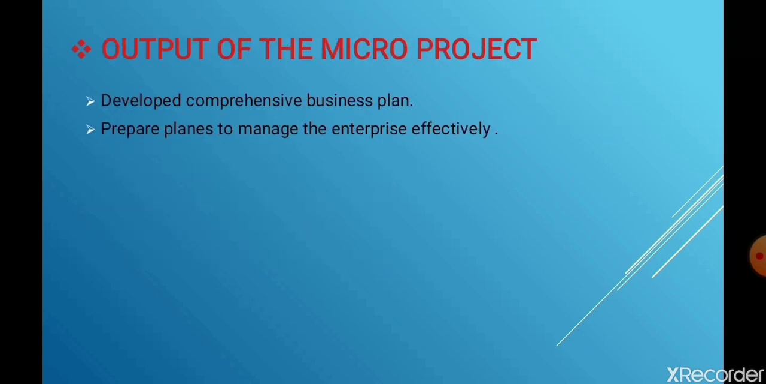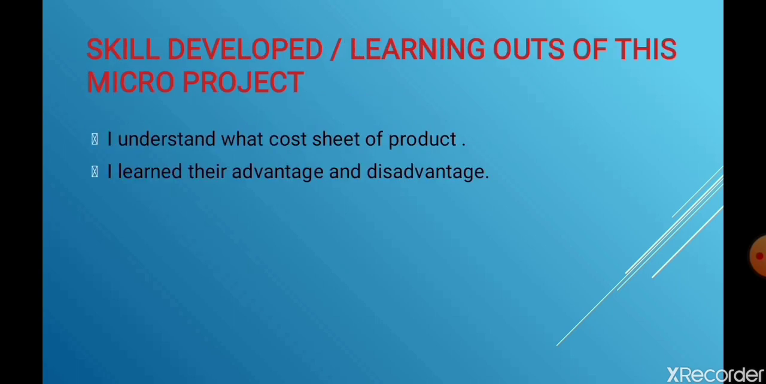The output of that project is first to develop a comprehensive business plan and prepare plans to manage the enterprise effectively. The skills developed and learning from this micro project are: I understand what the cost sheet of a product is, I learned its advantages and disadvantages, and also how to prepare a cost sheet, what elements are included in that sheet, how to calculate price and cost, and how to calculate break even point, etc.